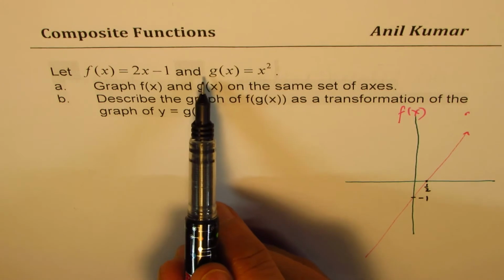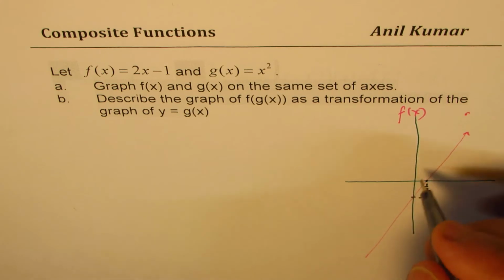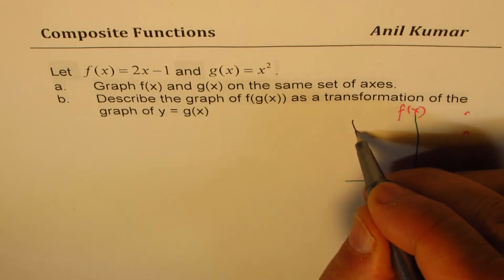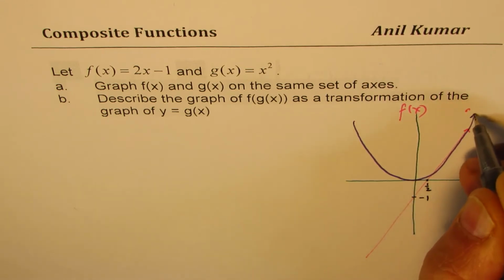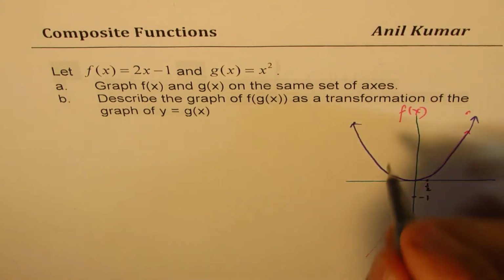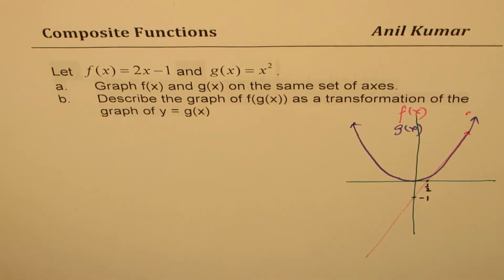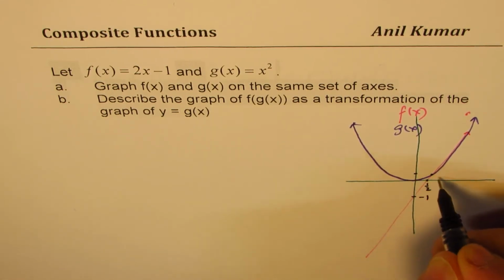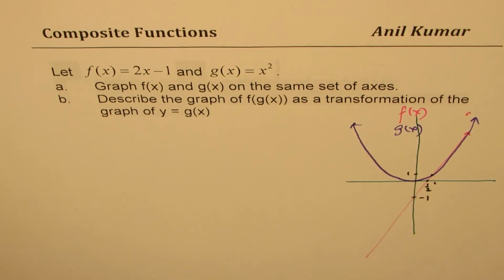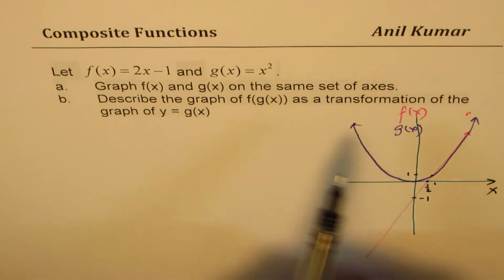Now, the second one, g of x, is a parabola. So let me just draw a parabola. We are not really bothered about the scale here. A parabola, which we are saying is g of x. And a good point to write is this point, which will be 1, 1. Okay, 1, 1. Right, so this is your x-axis. Now, we have drawn all this.